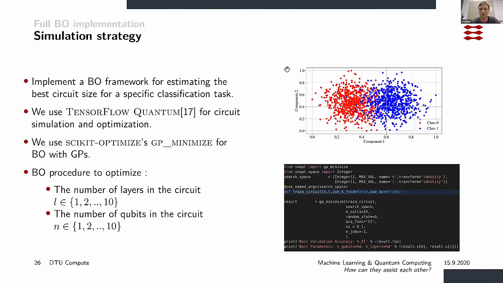So the idea is now, how many components? This is the first component, this is the second component, you can also imagine there's a third and a fourth and up to a certain number. How many components do I need? That's one question I want to ask. And the second question I want to ask is, how many layers in my circuit do I need to be able to classify blue from red in this case?